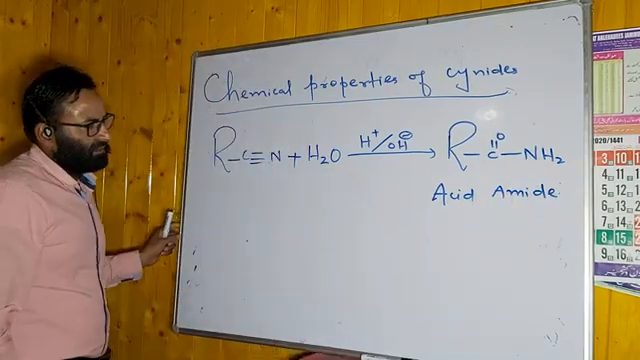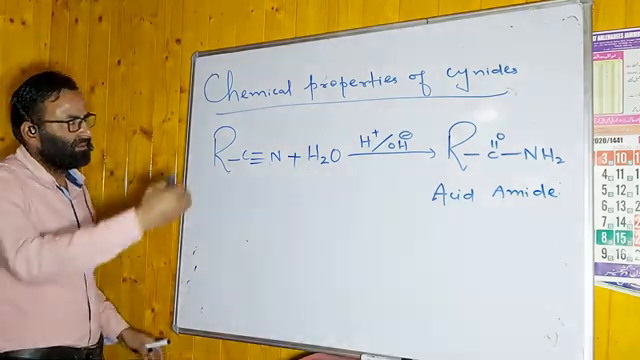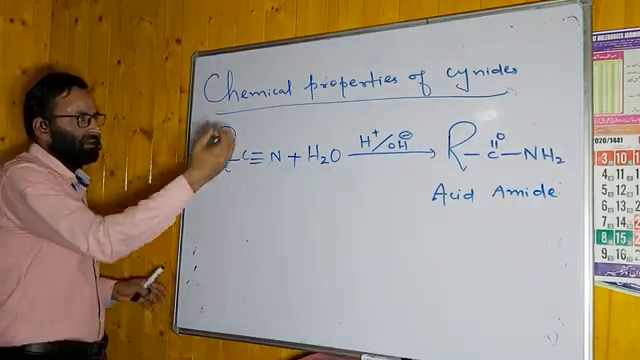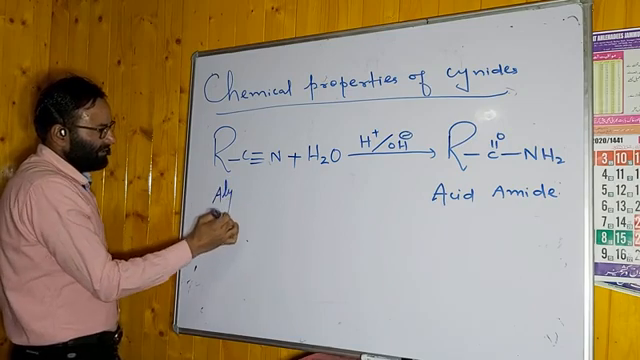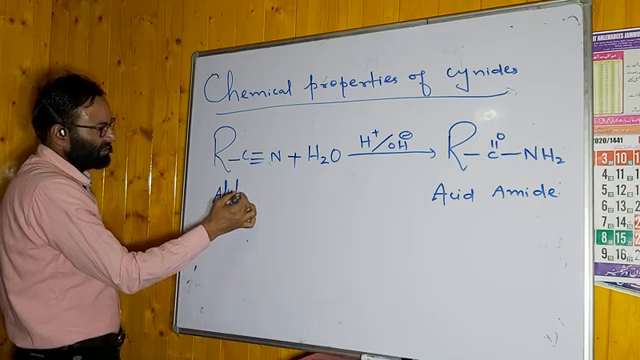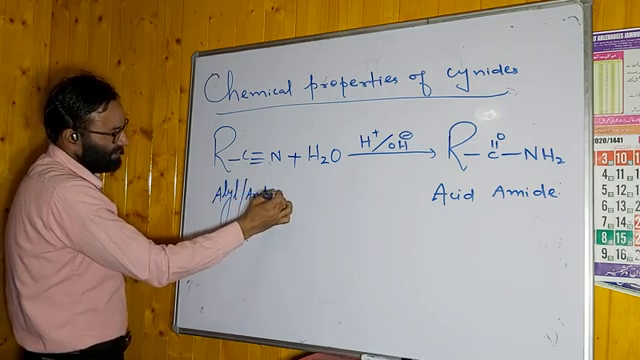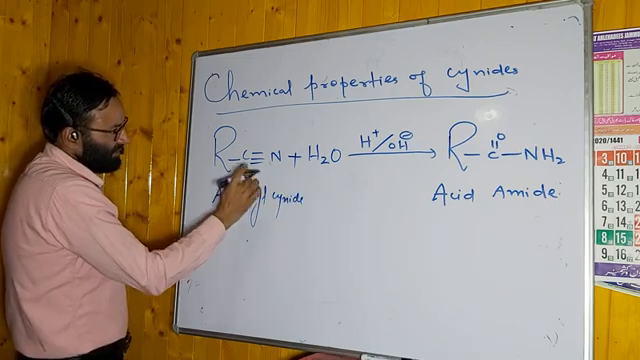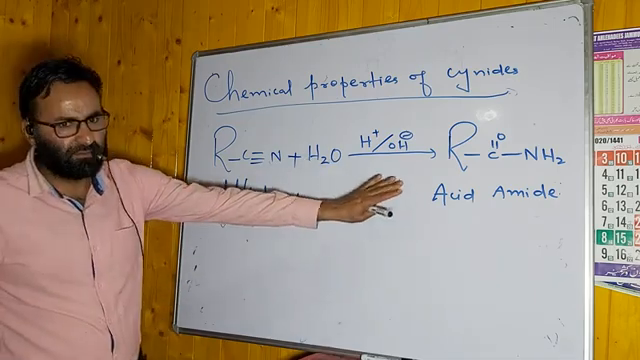When you start the reaction at this stage, it is partial hydrolysis. Partial means that upon partial hydrolysis, cyanides form acid amides. This is alkyl cyanide, or you can say aryl cyanide. When you bring the partial hydrolysis, first we get the acid amide.